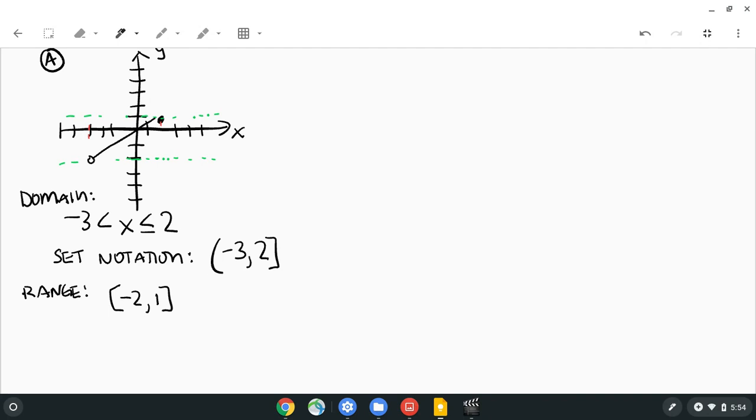Same thing here with the range. I start at -2, but I don't include it. So again, parentheses. If you have open points, you'll use parentheses, and if you have closed points, you will use brackets. Always start from the smallest number, -3, to the higher number, 2. Same thing here with the y's. Start with the smaller y value, -2, go all the way up to the larger y value, 1.